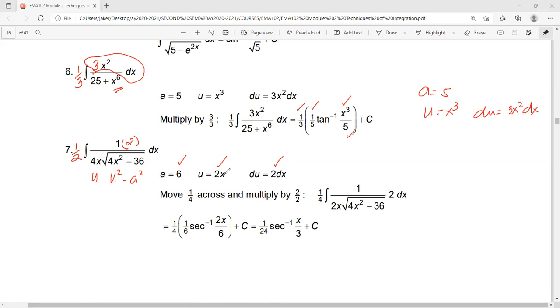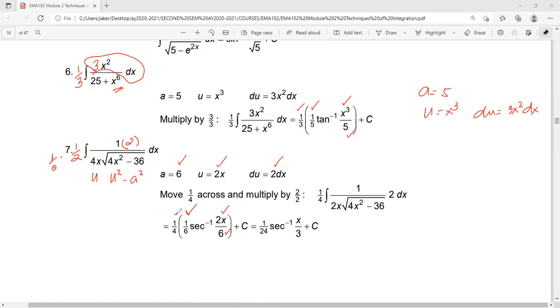And what is the u? That's 2x. So you have more than this 4 here. You should take out the 2, or you divide it by 2. So you have another 1/2 here outside. You only need the 2x here. And that's it. You will have 1 over a, which is 1 over 6. Arc secant of u, which is 2x over a.